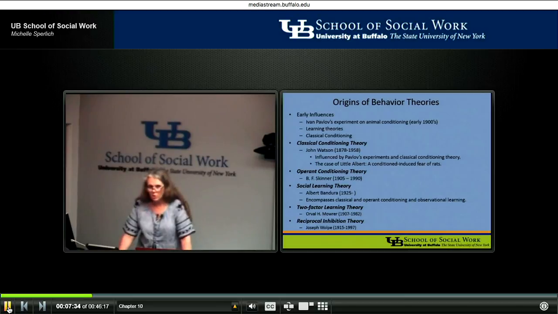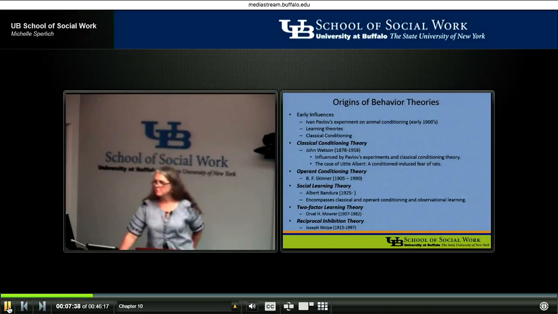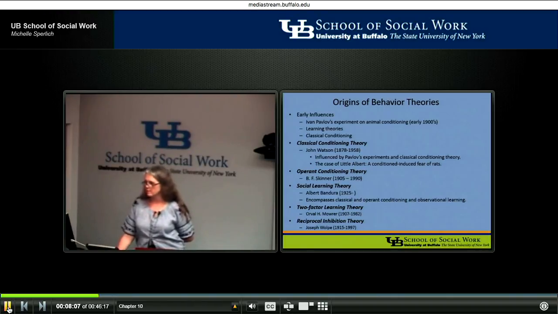Some of the origins of specifically behavioral theories, some of the early influences include Ivan Pavlov's experiment on animal conditioning in the early 1900s, various learning theories, classical conditioning and classical conditioning theory. John Watson was one of the main guys involved with that. He was very influenced by Pavlov's experiments and classical conditioning theory. And you may have heard of the case of little Albert, where they basically conditioned a fear of rats into this poor little kid.